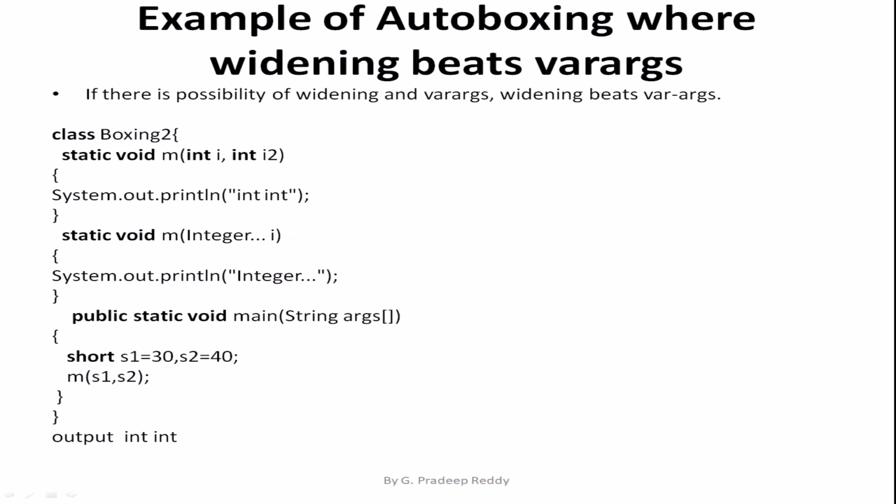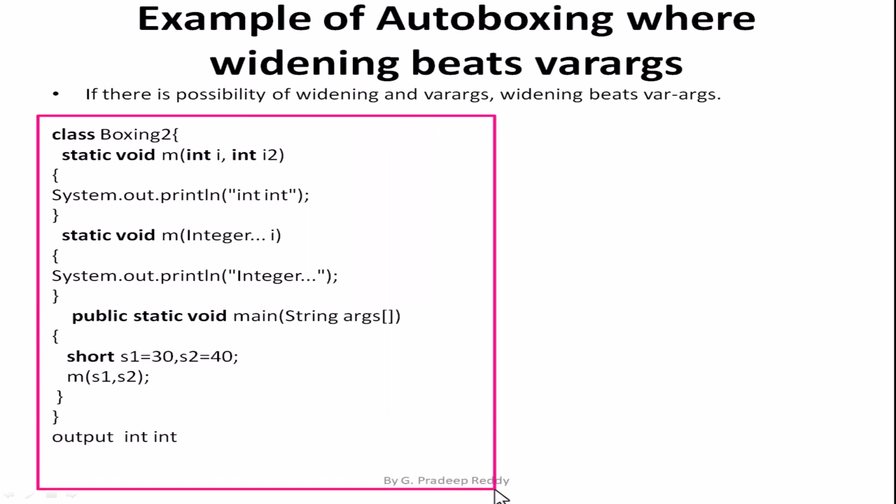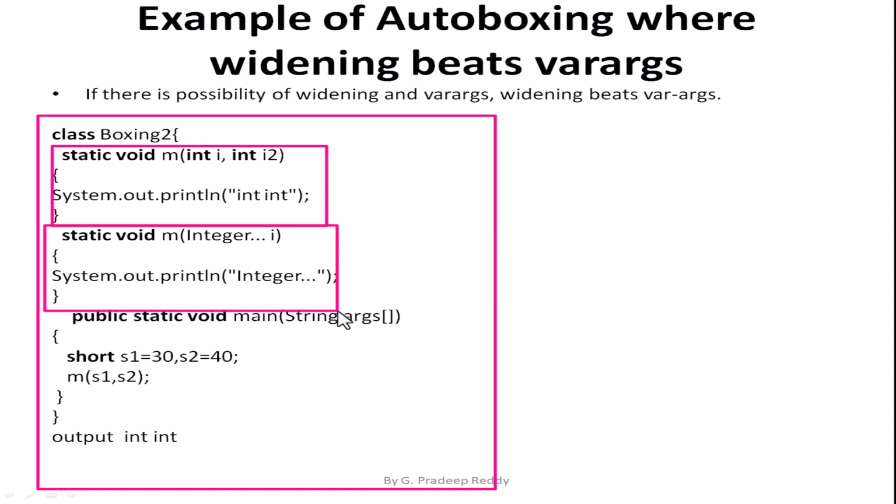Next, autoboxing, where widening beats variable arguments. Here we have a program that accepts parameters, and here also static void m accepts parameters. Now if you notice, Integer dot dot dot i. What is the meaning of the triple dot?